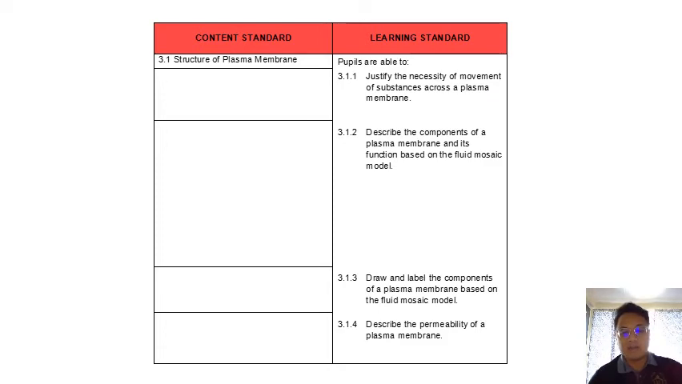3.1.3, draw and label the components of the plasma membrane based on the fluid mosaic model, meaning that by the end of this class, I need you to draw and label the component of plasma membrane. 3.1.4, describe the permeability of a plasma membrane. Permeability here means whether the plasma membrane allows some substance to pass through its structure or not. This is based on the function of plasma membrane, which is to regulate the substances that can pass in and out of the cell.